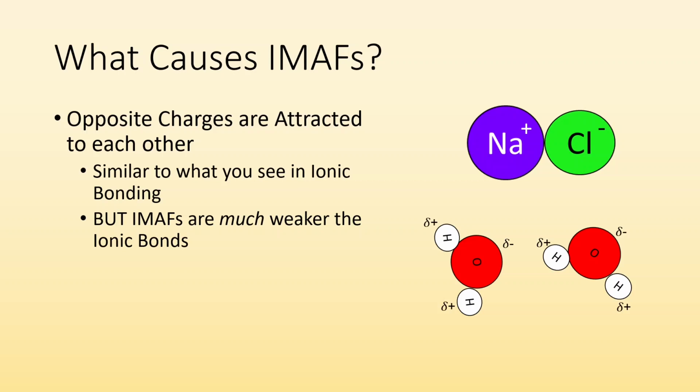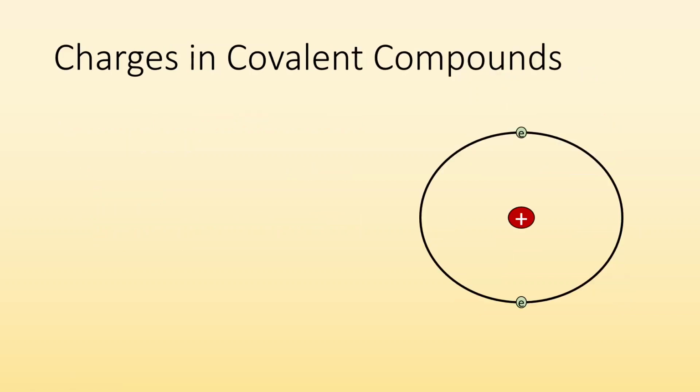And the reason for that is in ionic bonds, we have these full positive and full negative charges, whereas when we're talking about molecules, we have just partial negative and partial positive. So the charge difference between them is much smaller. So, charges in covalent compounds.